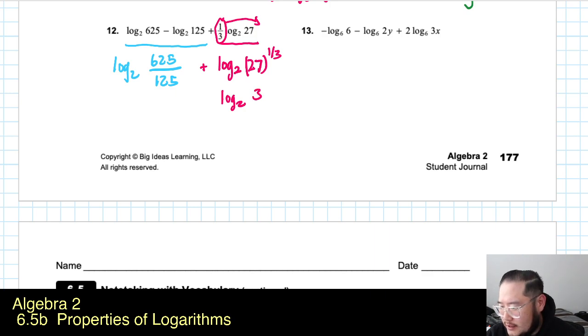Let's simplify it right here. That's 625 over 125, and we can simplify that. So let's do that right now, and that becomes log base 2 of 5. So now we can come to our final step. We've got log base 2 of 5 plus log base 2 of 3. We're adding, so therefore we have our product property. And so we multiply 5 times 3, and we have log base 2 of 15.